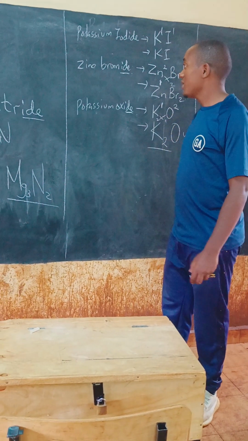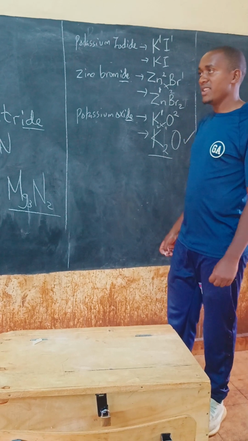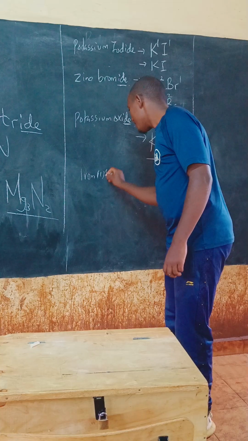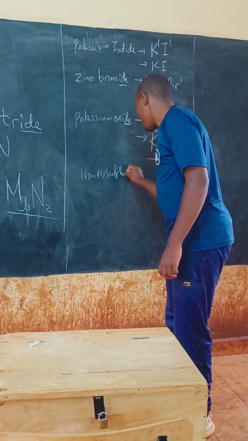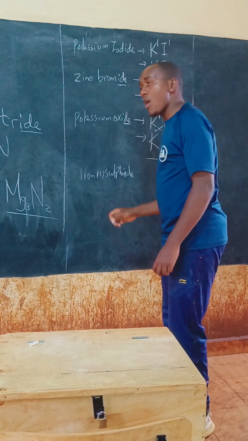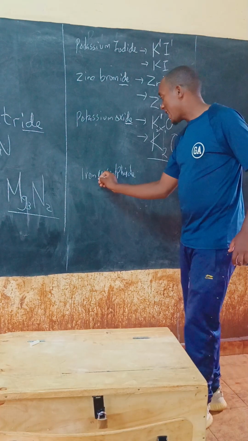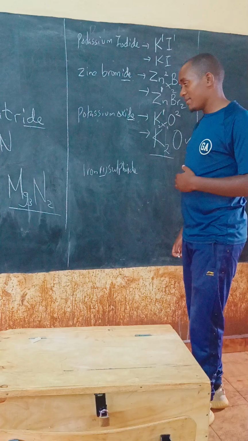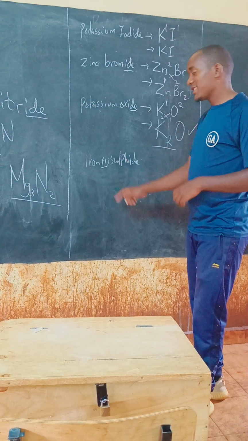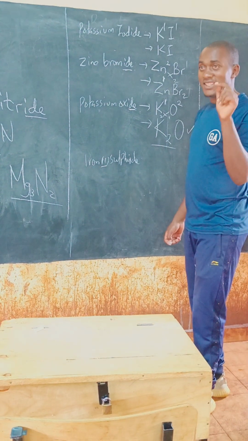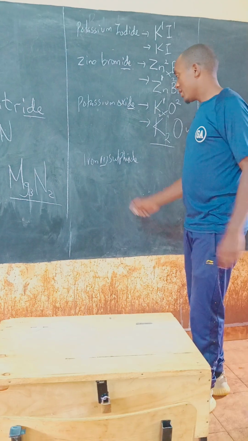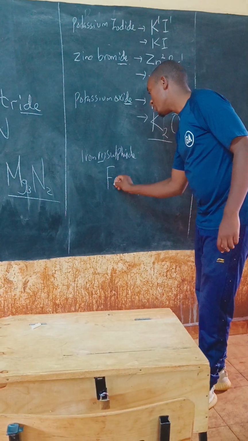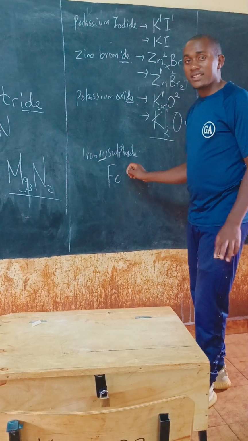What else? We have many compounds made up of 2 elements. We have iron(II) sulfide, for example. Now, when we have brackets in a compound's name, it means that is the valency of that compound. For example, iron(II) sulfide means iron is in valency 2.